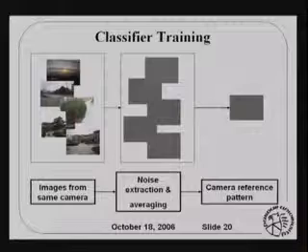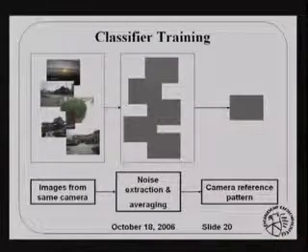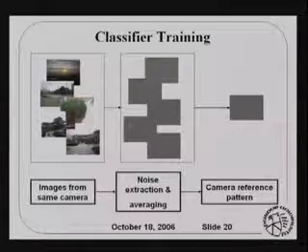See the block diagram of the same process. We have a set of images which are coming from the same camera, and we denoise them and extract the noise corresponding to those images, and then we average all these noise patterns to get the camera reference pattern.